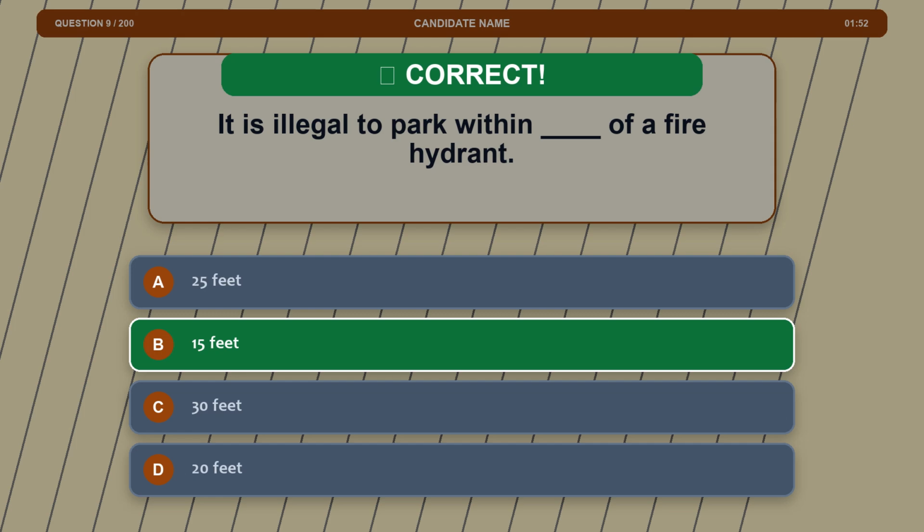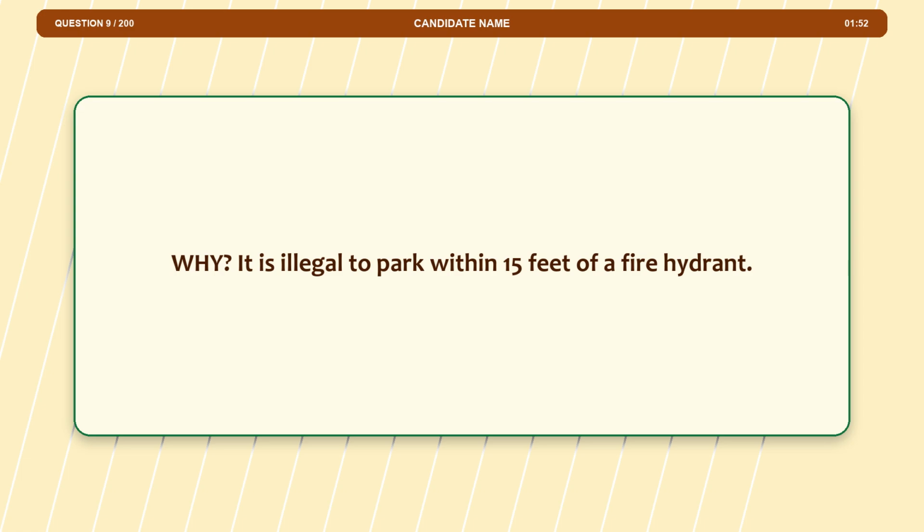The correct answer is option B, 15 feet. Explanation: it is illegal to park within 15 feet of a fire hydrant.